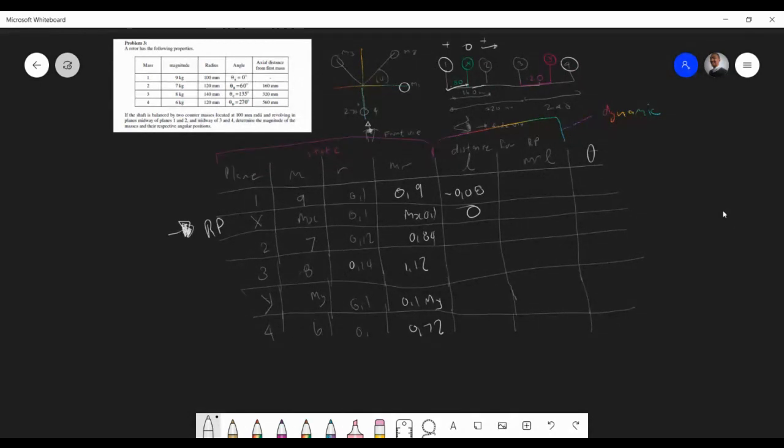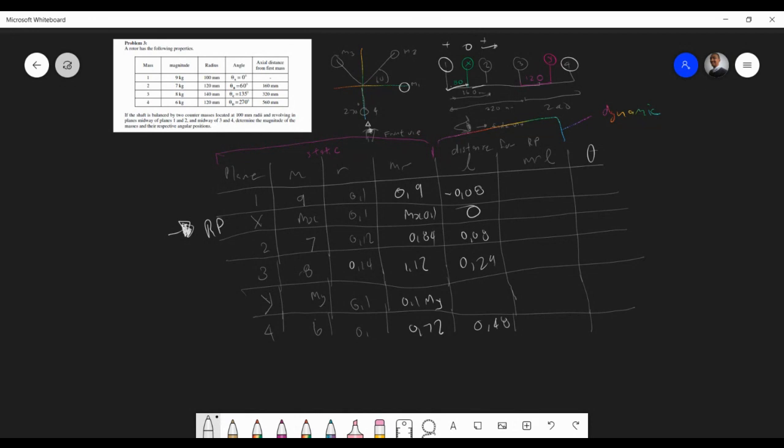What is our second distance? Also 0.08, because it's exactly in between. Mass 3 is positioned at 320, so 320 minus 80 should be 0.24. Mass Y is going to be 320 plus 120. Am I right? What is mass Y? What's my length? Mass 4 is going to be 560 minus 80, 0.48.